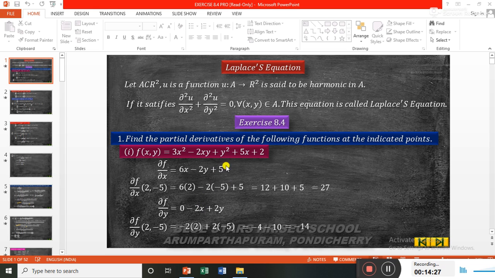Plus differentiation of y square, that means 2y. So ∂f/∂y equals minus 2x plus 2y. The next step: ∂f/∂y at the point (2, −5). Now I substitute the point x equal to 2, y equal to −5. So minus 2 of 2 plus 2 into the y value, minus 5, into minus 5. So equal to minus 4 minus 10, equal to minus 14. This is ∂f/∂y at the point (2, −5).